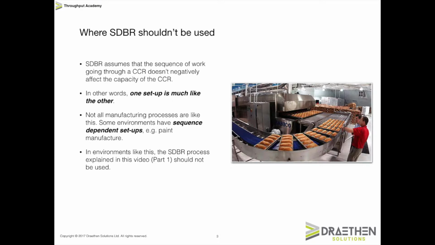In plants with sequence dependent setups, SDBR shouldn't be used as careful scheduling of the CCR is required to maintain productive capacity. A classic example of this situation is a paint plant. Paint is made through the same process regardless of the color. However, problems arise when you change the color being produced.